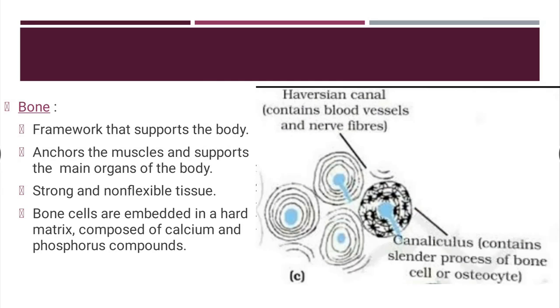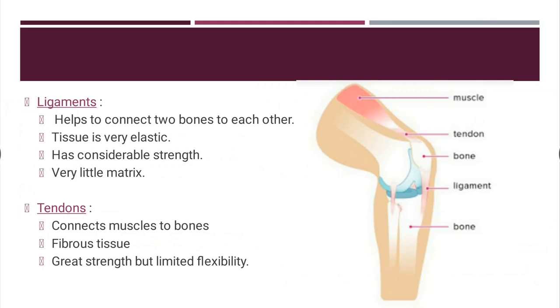Now coming to bone. Bone is another example of a connective tissue. It forms the framework that supports the body. It also anchors the muscles and supports the main organs of the body. It is a strong and non-flexible tissue. The bone cells, also known as osteocytes, are embedded in a hard matrix. This matrix is composed of calcium and phosphorus compounds.